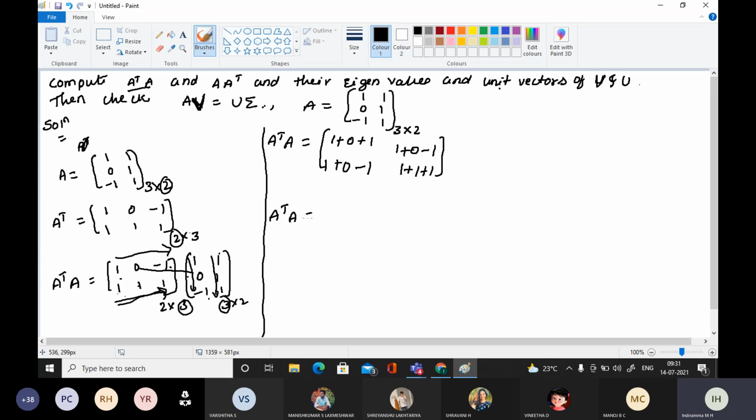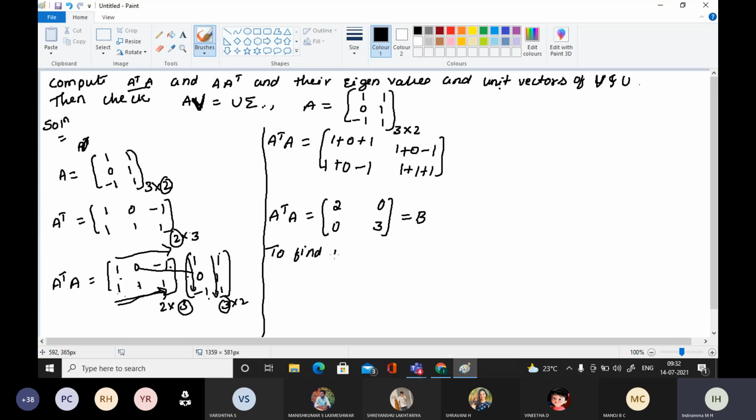So A transpose into A is 2, 1 minus 1 is 0, 1 minus 1 is 0, it is 3. Correct? Is it right? Yes, ma'am. Next, you have to find eigenvalues. You can call this matrix B.